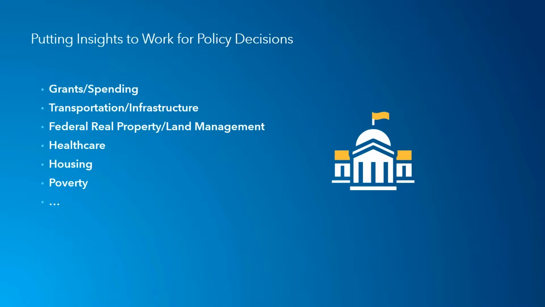This might be grants and spending, so where is money going? Looking at transportation and infrastructure, like the use of infrastructure and its status. Similarly, looking at real property or land management, what types of land uses are there and the status of properties. As we mentioned, healthcare and access to healthcare and health data itself, where is disease occurring? Housing, maybe looking at housing programs and how they're performing. Poverty and other types of income and demographic statistics. And the list could really go on and on. We could look at natural disasters, looking at forest fires, for example, all different types of industries that have data that you might want to do this type of exploratory analysis on.